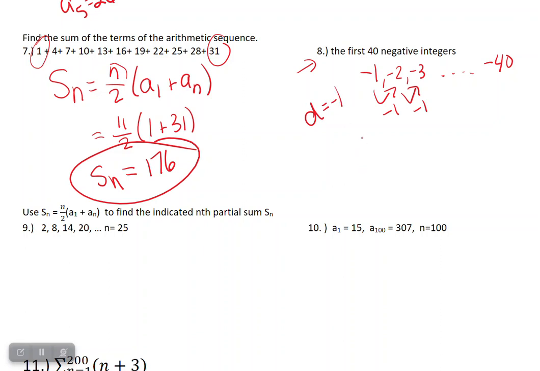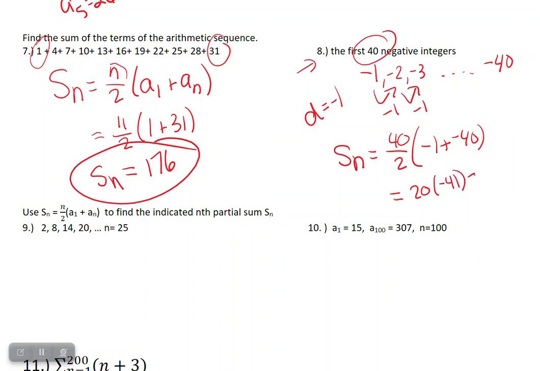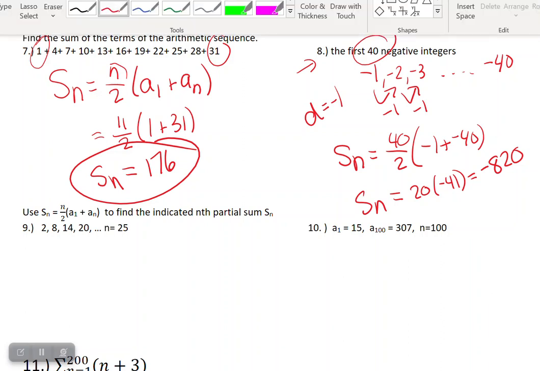But we're doing summation. So what we want to do is we're going to do the summation, which takes the number of terms, which would be 40, and we put it over 2, and we take the first and the last, so -1 plus -40, and we go ahead and calculate that. That's going to be 20 times -41, which gives us a sum of -820.